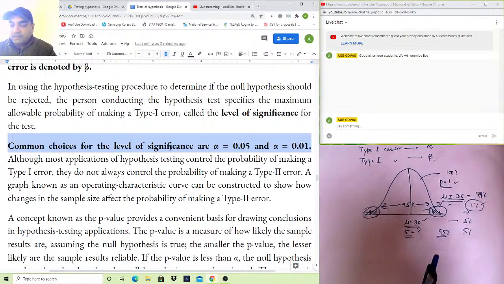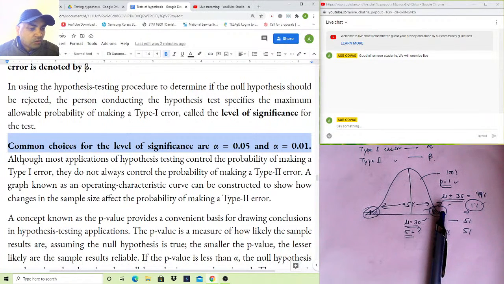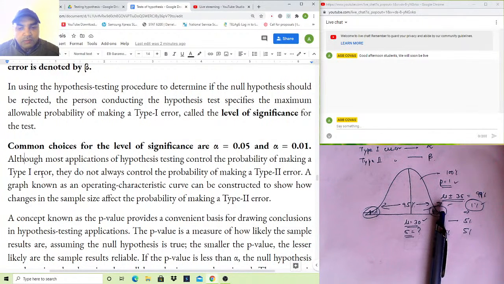So this 95% becomes our confidence, right? So although most application of hypothesis testing controls the probability of making type 1 error, they do not always control the probability of making the type 2 error. This point should be noted that most of the test, what we consider or what we fix is alpha. We do not fix the beta. Okay. So beta is self. That is means it is not under the control of the experiment.